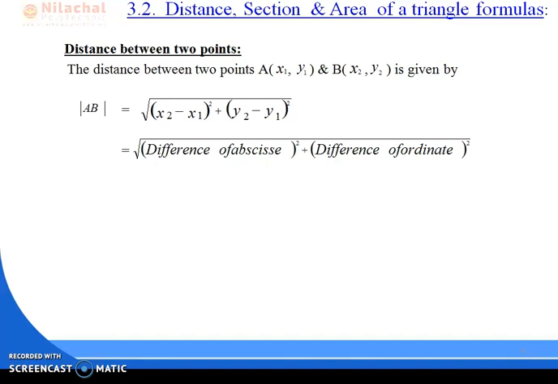Point A has x coordinate x1 and y coordinate y1; point B has x coordinate x2 and y coordinate y2. So what is the formula? The AB distance, with the magnitude symbol, equals the square root of (x2 minus x1) whole square plus (y2 minus y1) whole square. That means the difference of abscissas squared plus the difference of ordinates squared, all under the root.